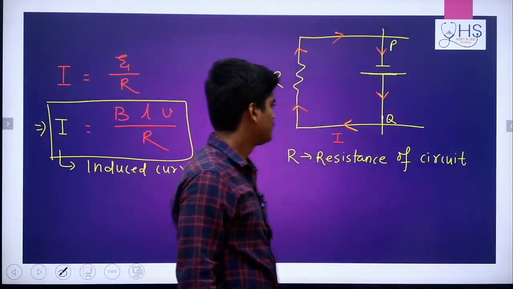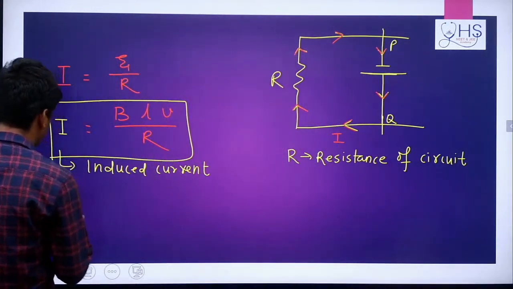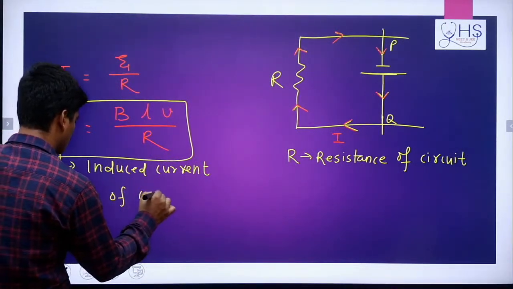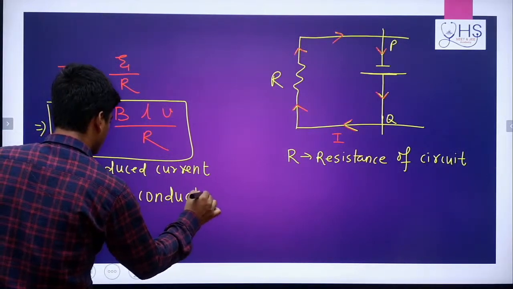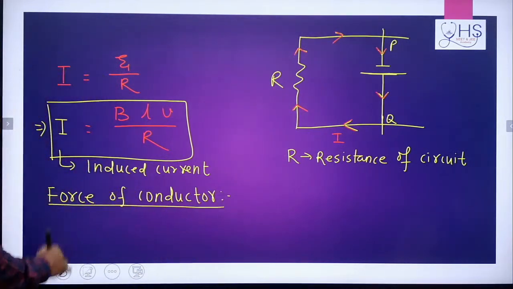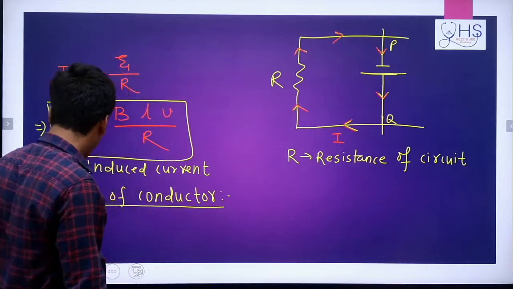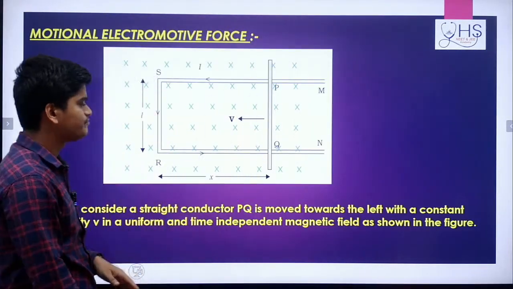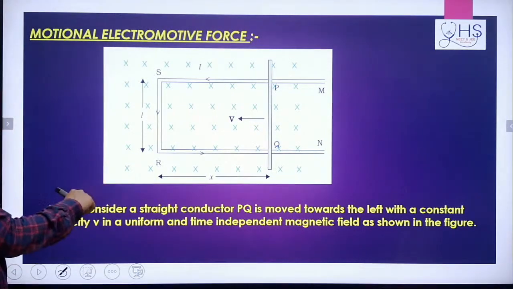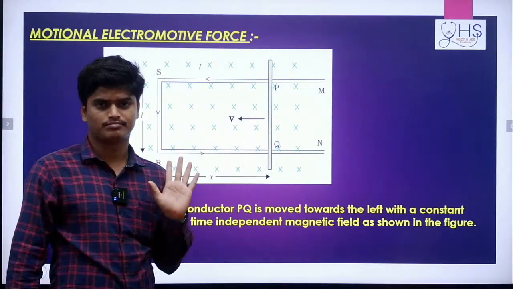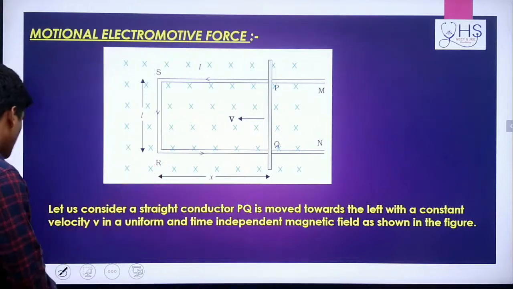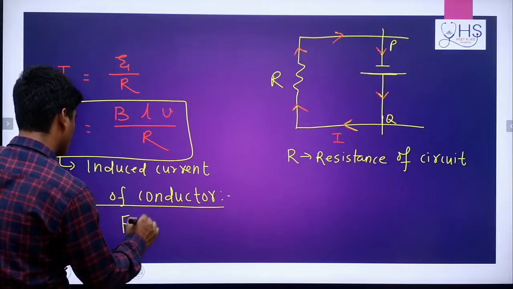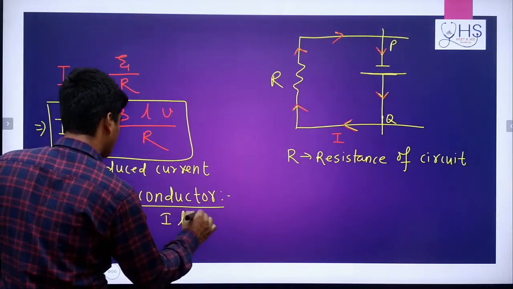Now the next thing is the force on the conductor. Why does the force on the conductor come? Because we know when a conductor is moving in a magnetic field, it will experience a magnetic force, that is ILB. Already we know this. So the magnetic force on the conductor is ILB.